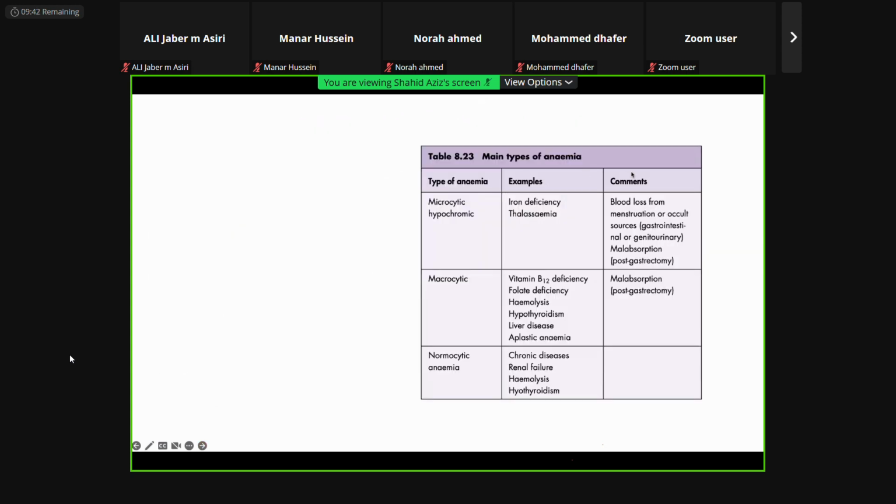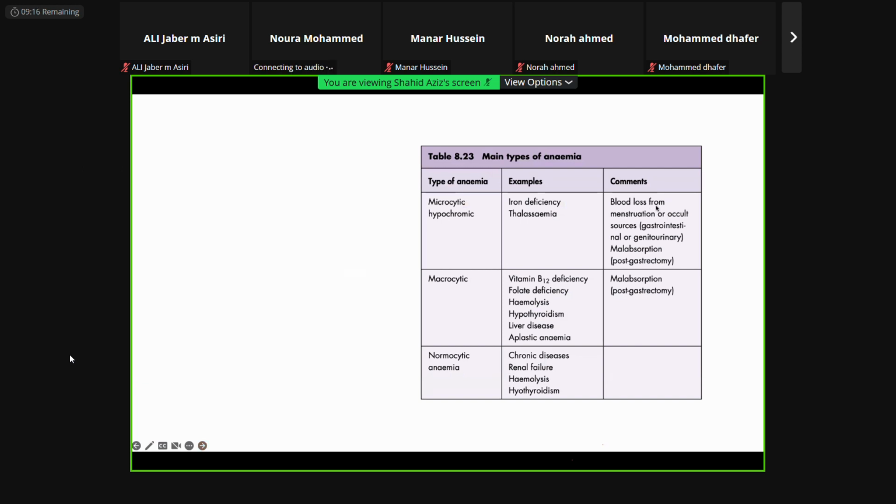So these are the main types of anemia: microcytic hypochromic, macrocytic, and normocytic. Microcytic hypochromic anemia is iron deficiency and thalassemia. Macrocytic is vitamin B12 deficiency, folate deficiency, hemolysis, hypothyroidism, liver disease, aplastic anemia, and normocytic anemia is due to chronic diseases, chronic kidney disease, renal failure, hemolysis, and again hypothyroidism. So these are the important causes that you have to remember.